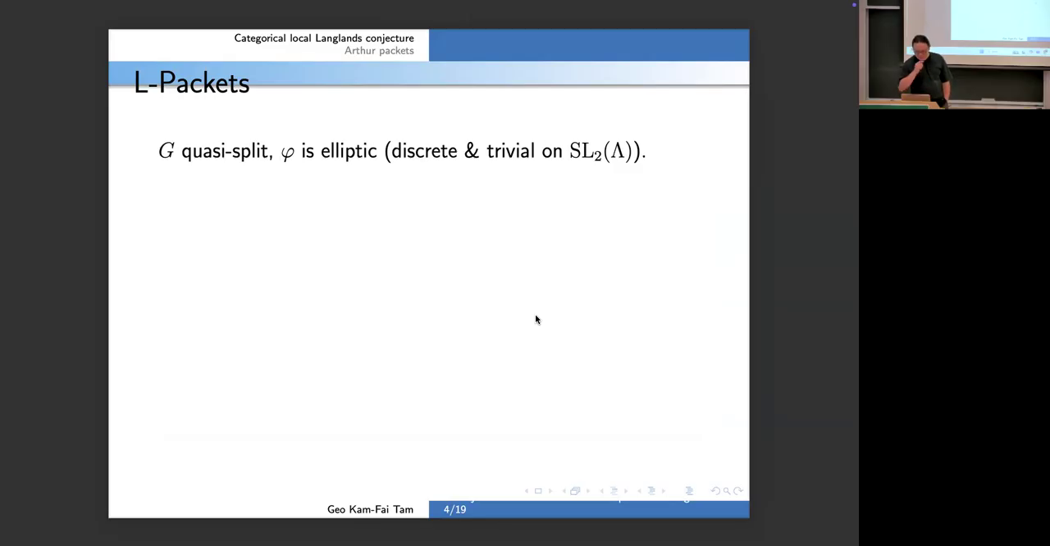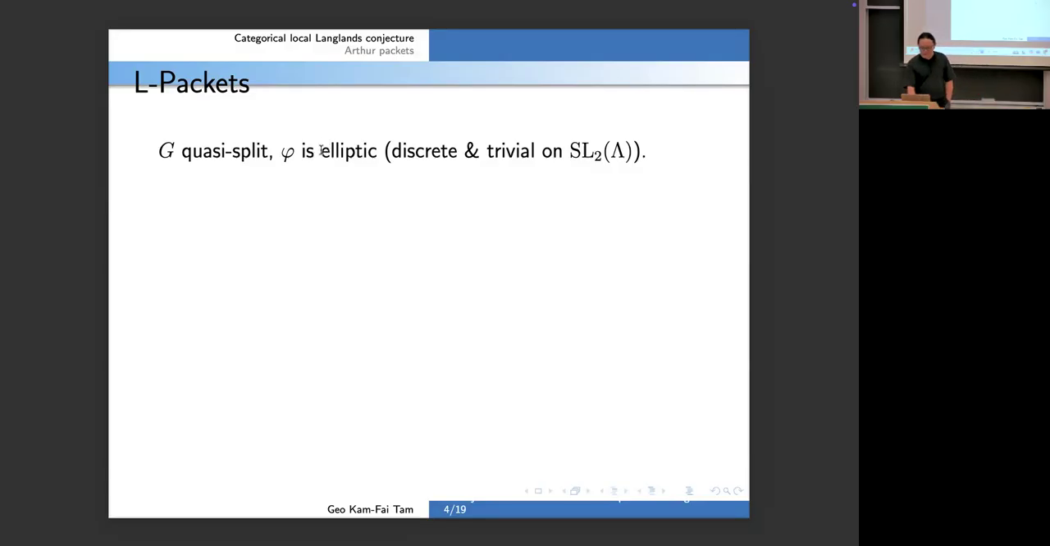There's another version of the conjecture, which is related to L-packets. Let's say this G is quasi-split, and I assume a parameter varphi to be elliptic. First of all, you can think about it as a morphism from the Weil-Deligne group, which is the Weil group cross SL2, to the L-group.